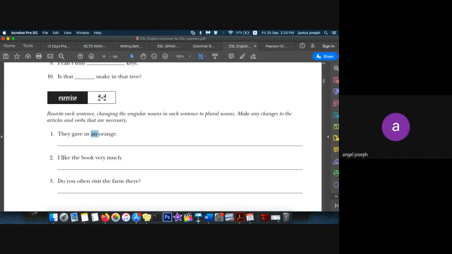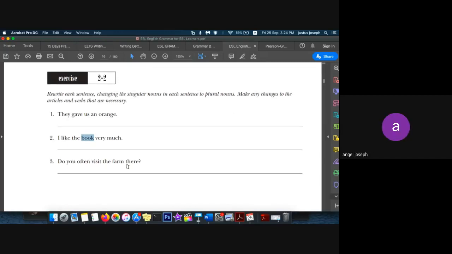I like the book very much. Change book into plural. Books. I like books very much. Do you often visit the farm there? Change farm. Do you often visit the farms there? The farms there.